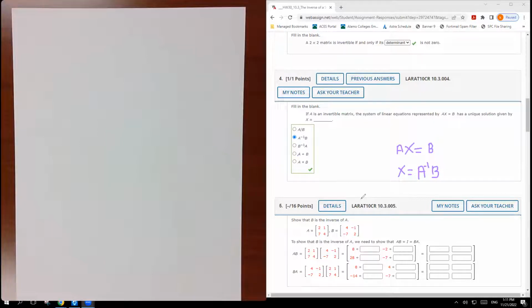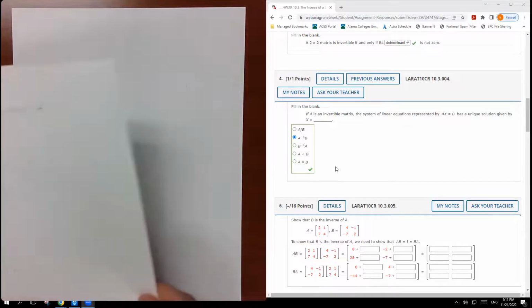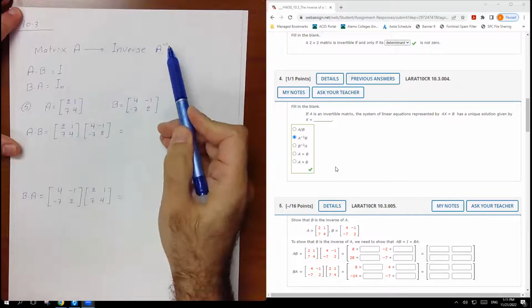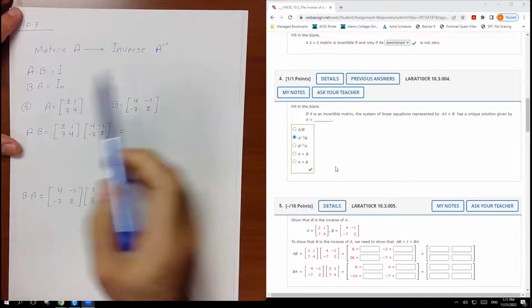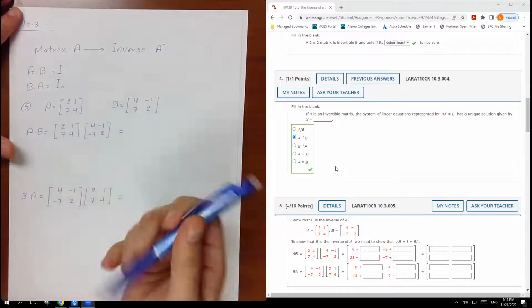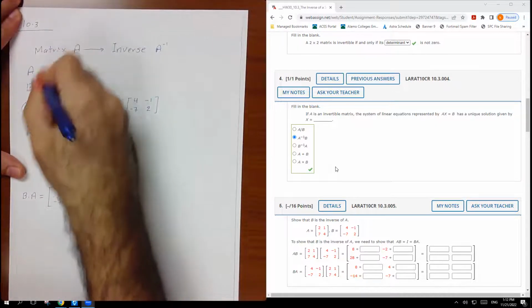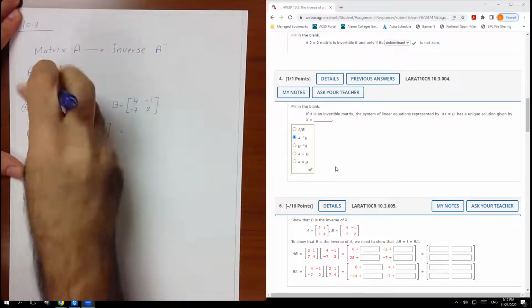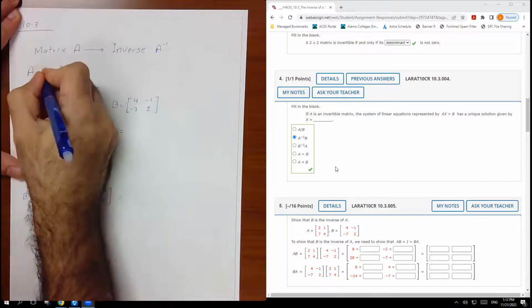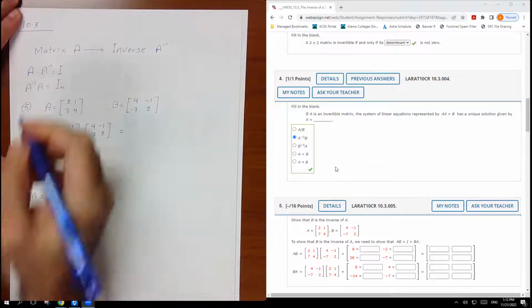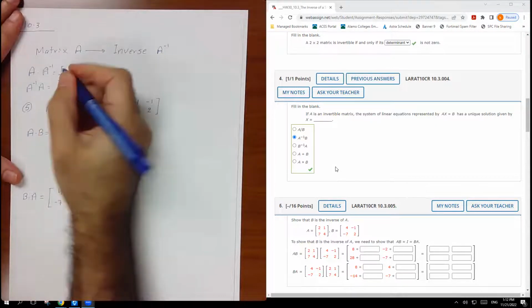For number 5, we already learned the matrix A. The inverse is going to be A inverse. Now, if I multiply the matrix A with the inverse of the matrix A, it is going to be the identity. So that's how we're going to write it down. And if I multiply the inverse of A times the matrix A, it is going to be the identity matrix. So let's check that.